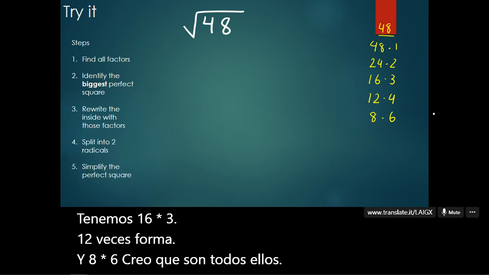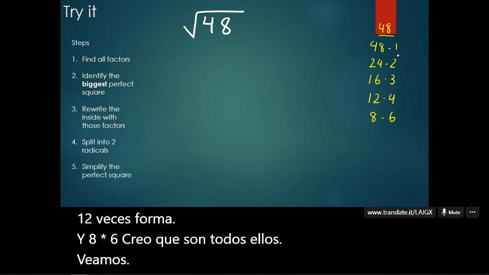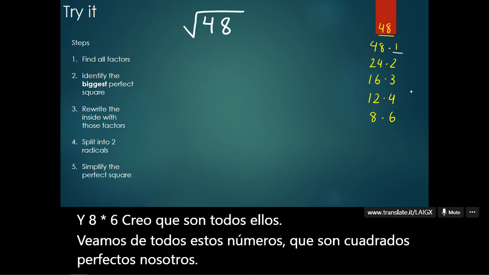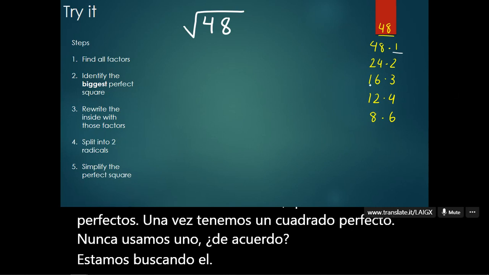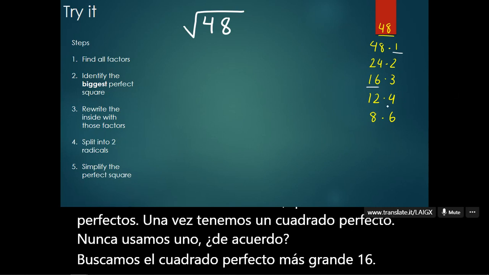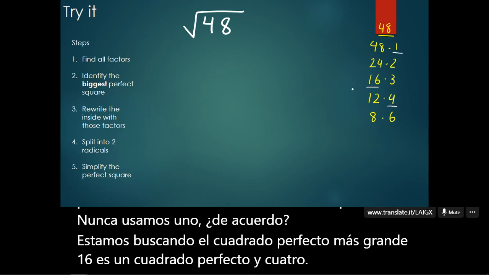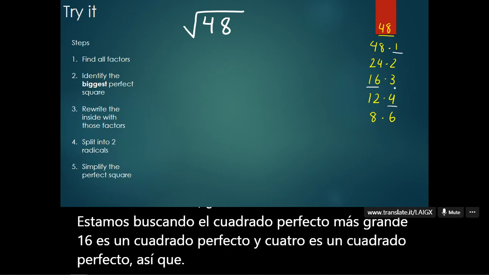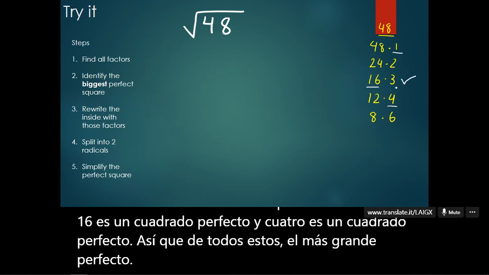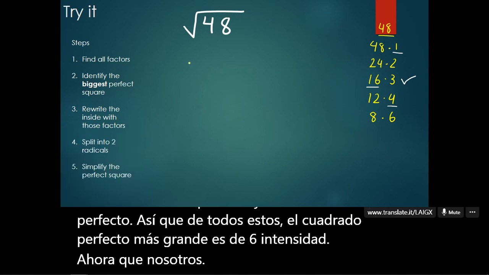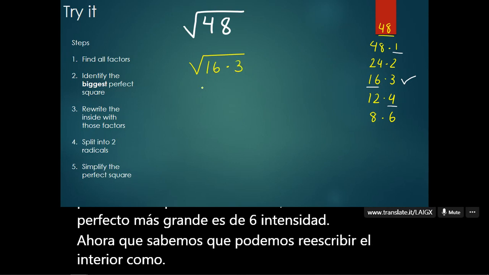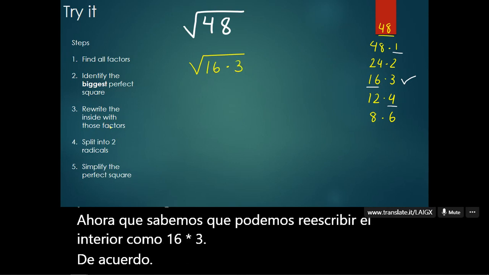Let's see, out of all of these numbers, which are perfect squares? We have 1 is a perfect square. We never use 1. We're looking for the biggest perfect square. 16 is a perfect square, and 4 is a perfect square. So out of all of these, the biggest perfect square is 16 times 3. Now that we know that, we can rewrite the inside as 16 times 3. Rewrite the inside with those factors.